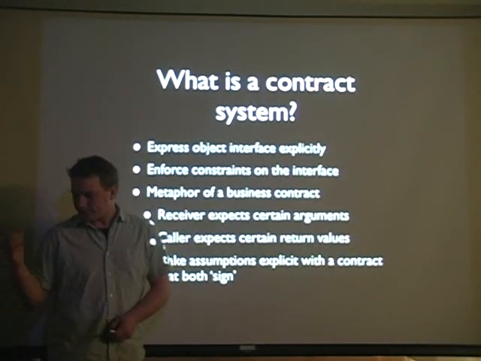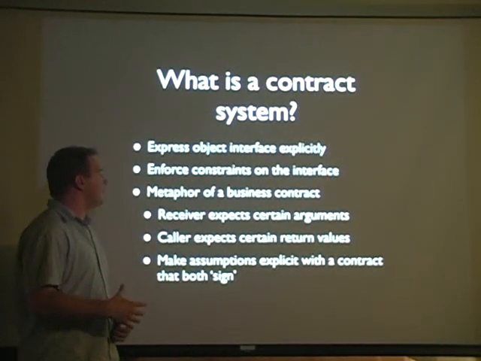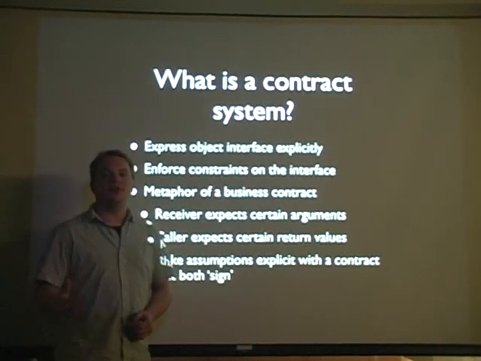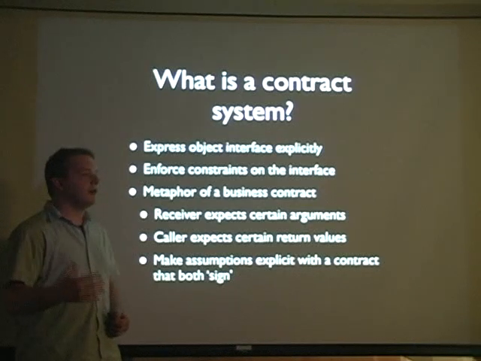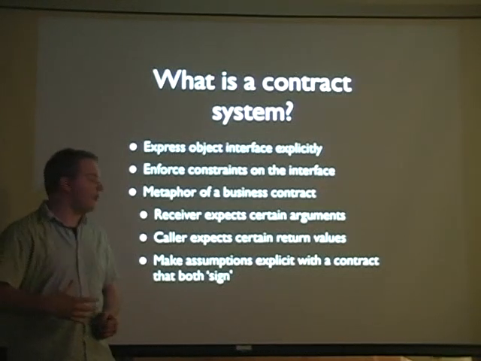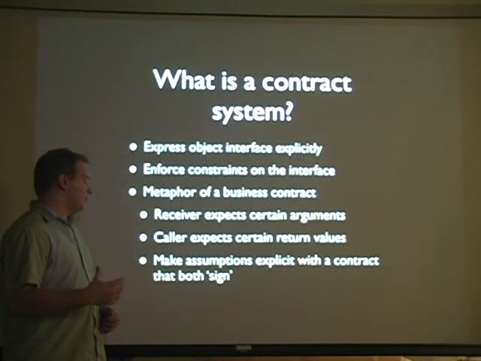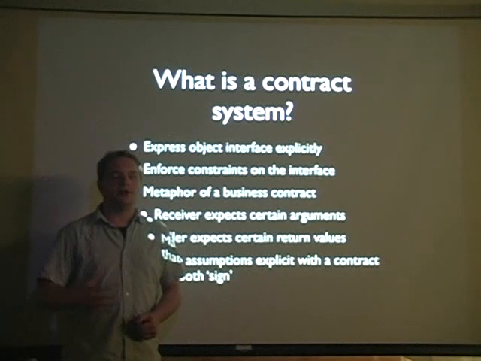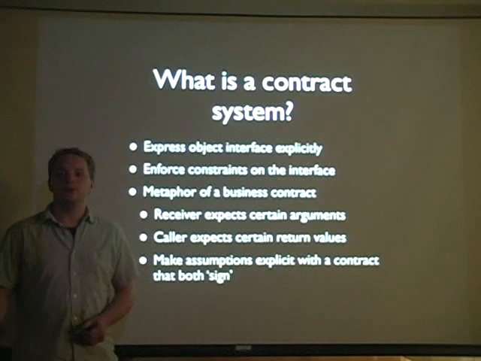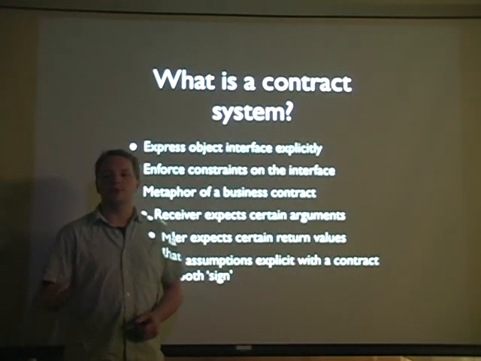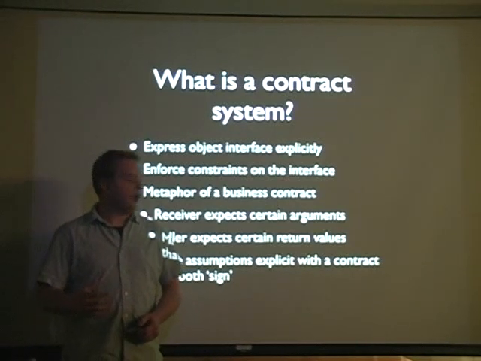Okay. So, the goal of a contract system is to express an object interface explicitly and enforce constraints on that interface. And it uses the metaphor of a business contract to express that concept. So, the receiver, a method, expects certain arguments from whoever calls it. And the caller expects certain return values back. These are assumptions that are built into your code, right? Like when you develop a method, you assume that you are going to receive certain arguments, and that certain things are true about those arguments, particularly in Ruby, which is a dynamically typed system, and those things typically aren't expressed explicitly as part of the object.